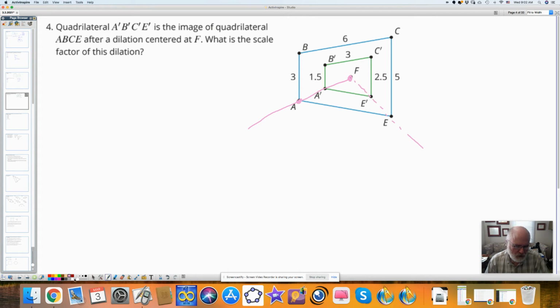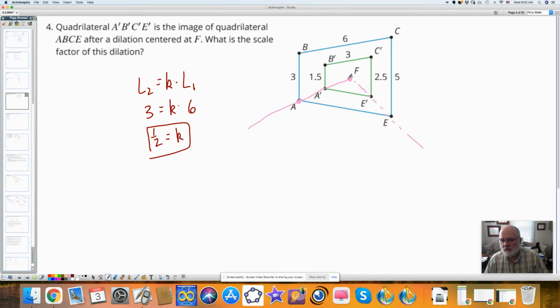I'm going to do the same thing we did before here. My length, where I'm starting from, I multiply it by a scale factor to get to the length where I'm going to. The length I'm starting from is the blue. This is 6 times the scale factor is equal to 3. Divide both sides by 6. K is equal to 1/2. So you can see that my scale factor is going to be 1/2.